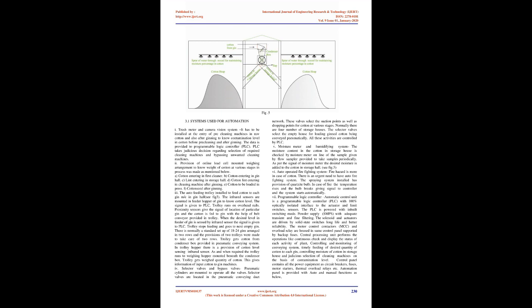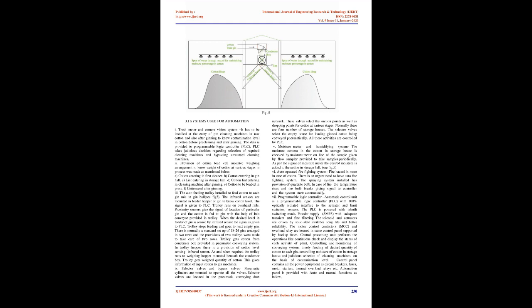2. Provision of an online load cell mounted weighing arrangement to know the weight of cotton at various stages in the process was made as mentioned below. A. Cotton entering the first cleaner. B. Cotton entering the gin hall. C. Lint entering the storage hall. D. Cotton lint entering the cleaning machine after ginning. E. Cotton to be loaded in the press. F. Cotton seed after ginning. 3. The auto-feeding trolley installed to feed cotton to each gin machine in the gin hall, see Fig. 3.